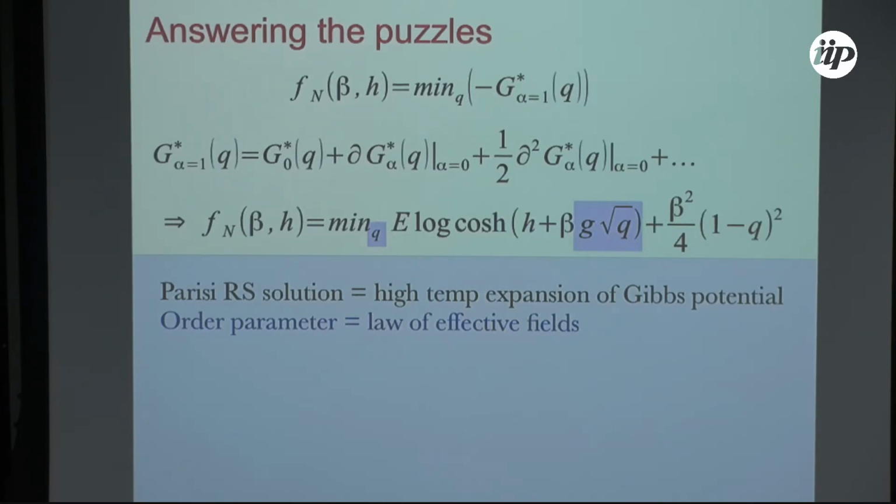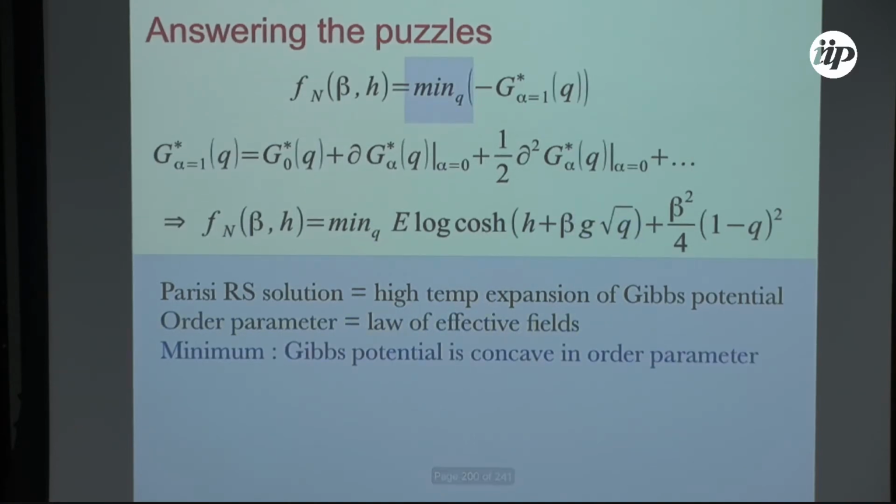So the Gaussian distribution is a distribution. It's not a scalar, but the scalar is enough to identify it. Now, why is it a minimum? Well, because the Gibbs potential is concave in the other parameter.